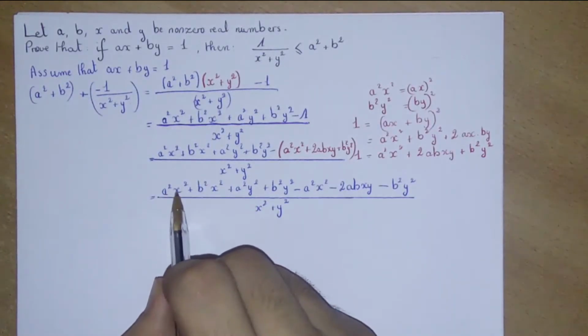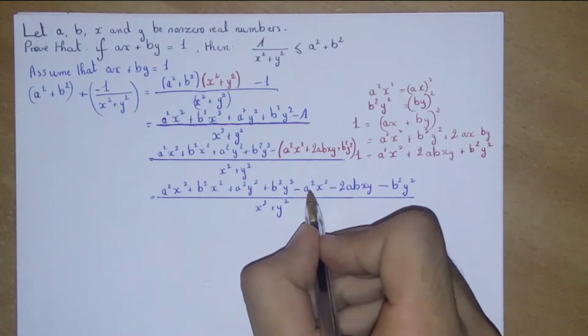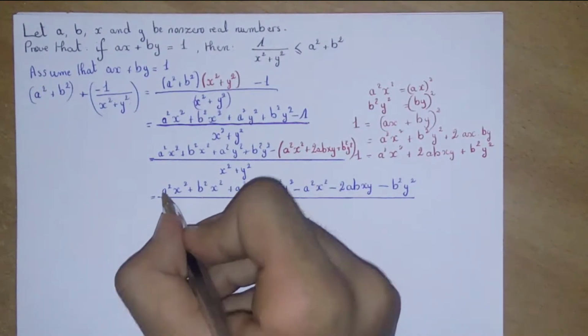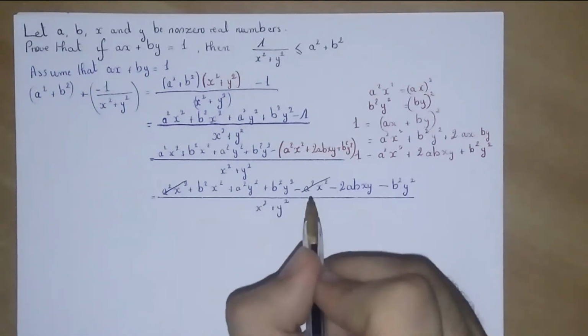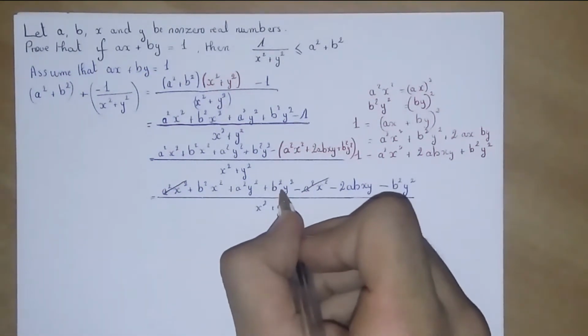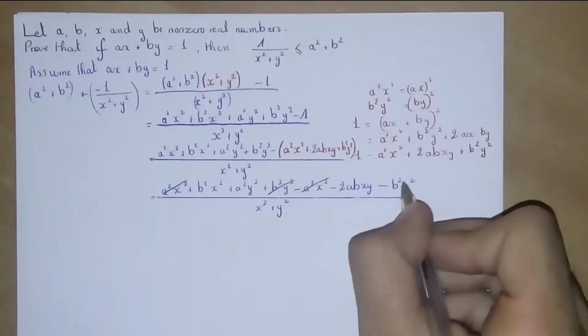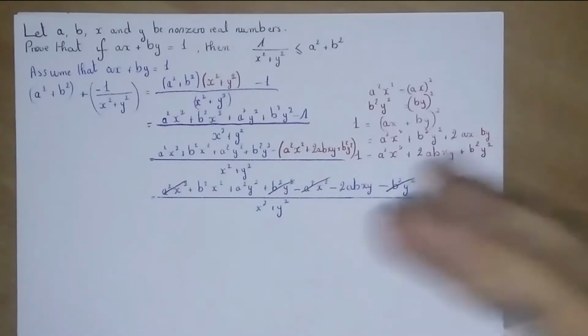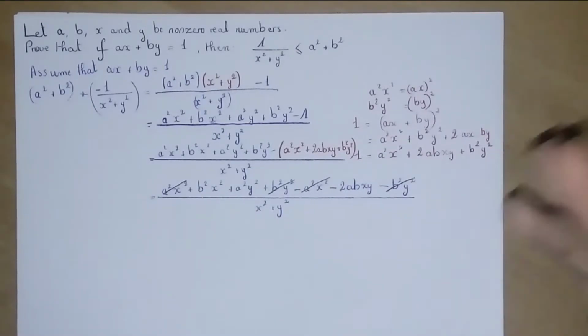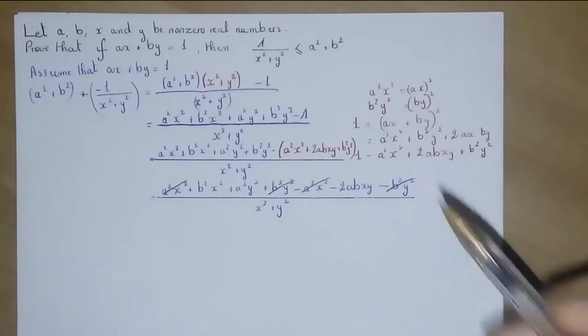This a squared x squared and this minus a squared x squared add up to 0. So I could just cancel them. Similarly, I could cancel the b squared y squared and the minus b squared y squared. So now I have greatly reduced the expression that I had in the beginning. Now, once again, what can I do next? Again, I will have to look for some pattern.